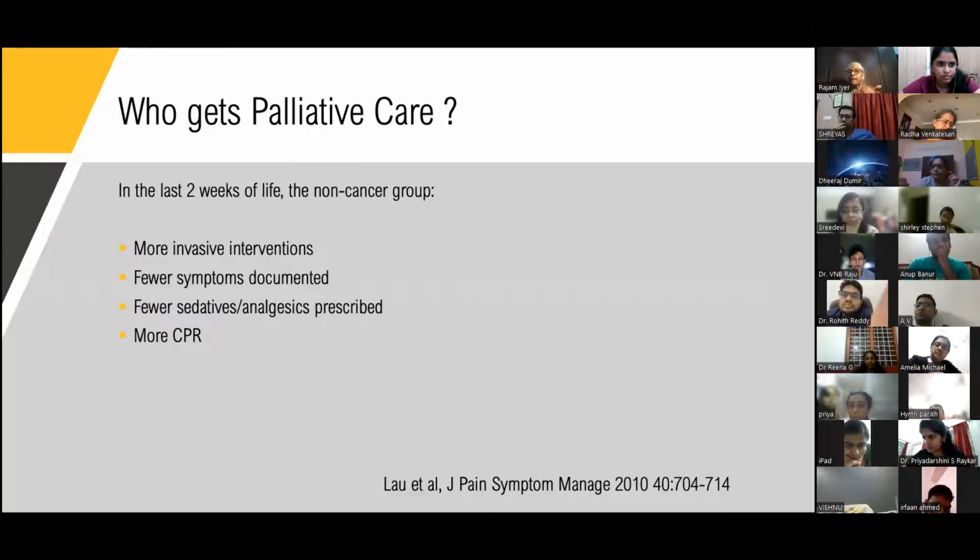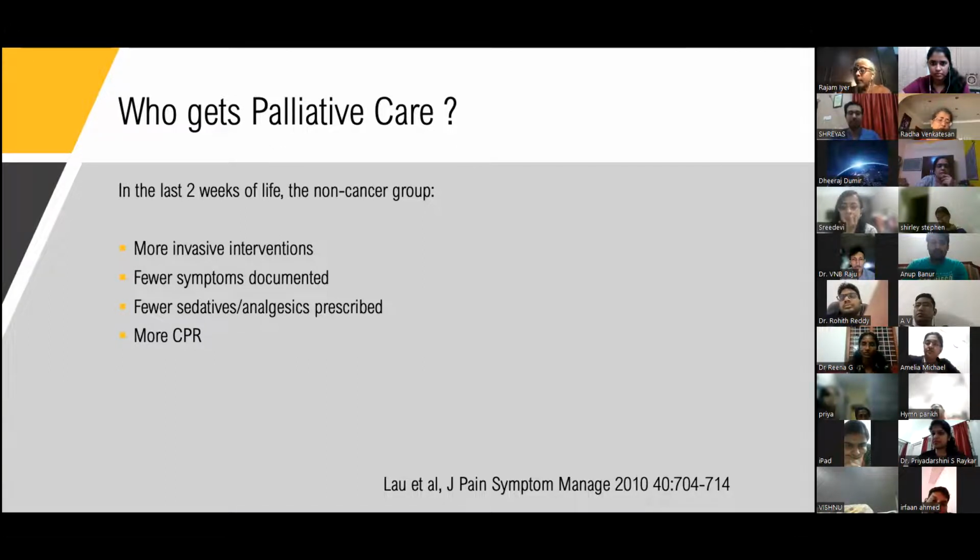Also, the other interesting factor is that patients with chronic, incurable advanced respiratory diseases admitted in the ICU ended up getting more aggressive interventions, fewer control of distressing symptoms, and unfortunately ended up having more aggressive treatment in the ICU.